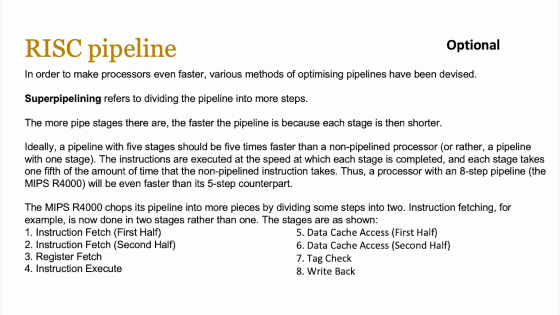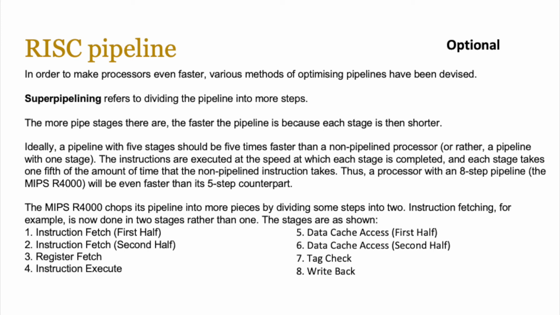One of them is super pipelining, which refers to dividing the pipeline into more steps. So the more pipe stages there are, the faster the pipeline is, because each stage is then shorter. So ideally, a pipeline with 5 stages should be 5 times faster than a non-pipeline processor. The instructions are executed at the speed at which each stage is completed, and each stage takes 1/5 of the amount of time that the non-pipeline instruction takes. Thus, a processor with an 8-step pipeline will be faster than a 5-step counterpart.